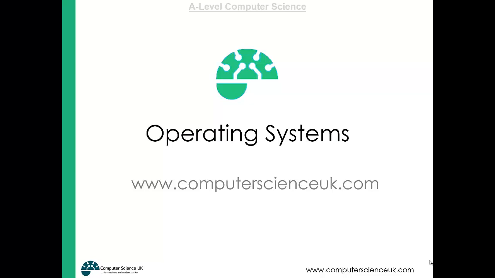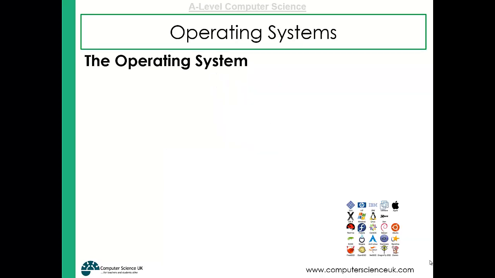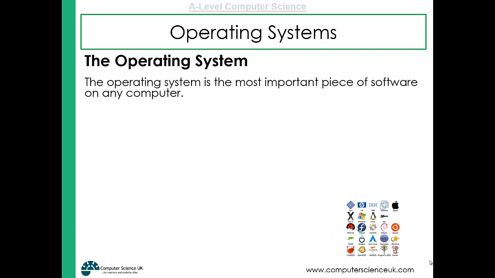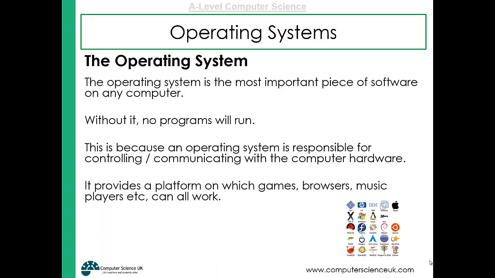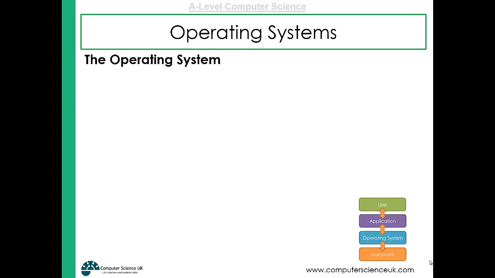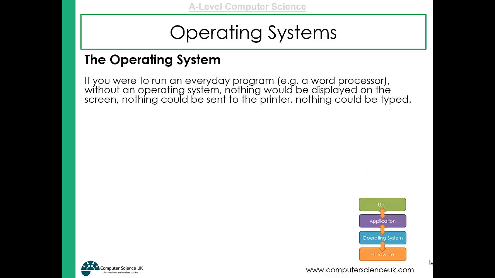This video looks at operating systems. Operating systems are probably the most important bit of software that you would find in a computer. The reason for that is that no programs can run without an operating system. It's responsible for controlling and communicating with the different hardware devices, and it provides a platform on which different programs can all work. So if you were to run a word processor without an operating system, nothing would be displayed on the screen, nothing could be sent to the printer, nothing would work at all.